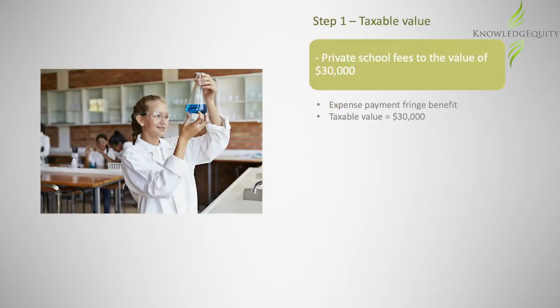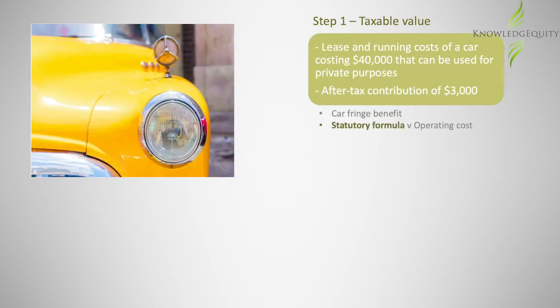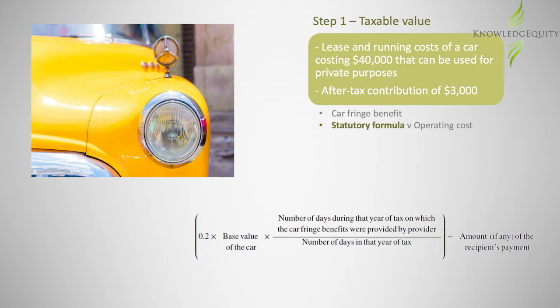Step 1 would be calculating the taxable value of each of the benefits given to Ella. The reimbursement of private school fees would be an expense payment fringe benefit, and the taxable value is the amount paid. For the car fringe benefit, assume the employer chooses to use the statutory method for the taxable value calculation. The formula provides the calculation for the taxable value of the car fringe benefit, including Ella's after-tax contribution.